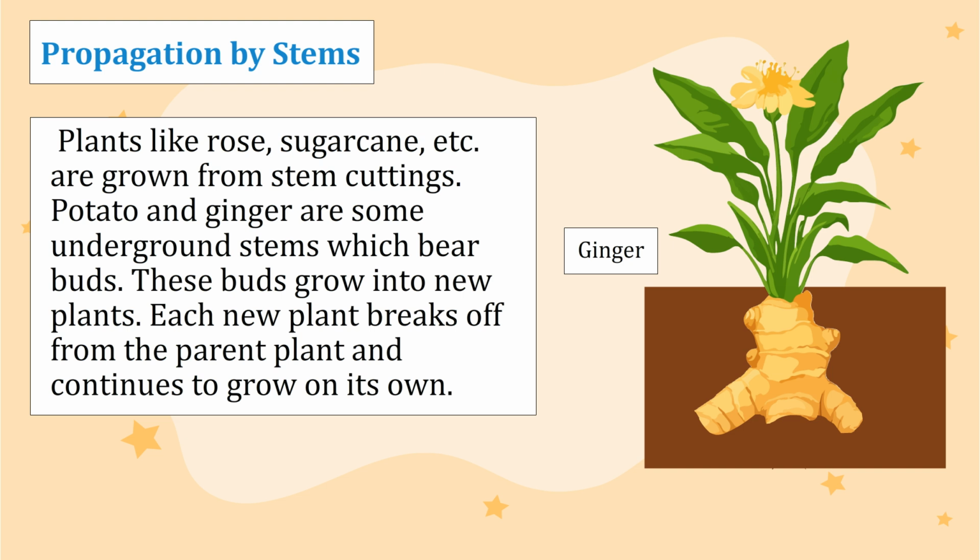Propagation by stems. Plants like rose, sugarcane, etc. are grown from stem cuttings. Potato and ginger are some underground stems which bear buds. These buds grow into new plants. Each new plant breaks off from the parent plant and continues to grow on its own. Ginger.